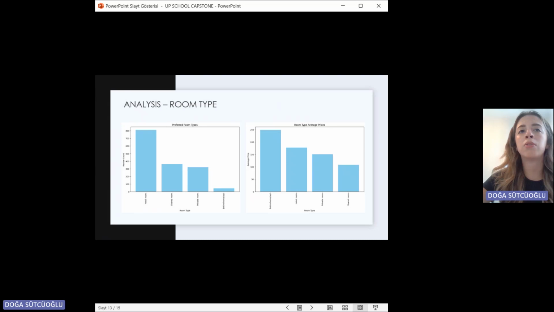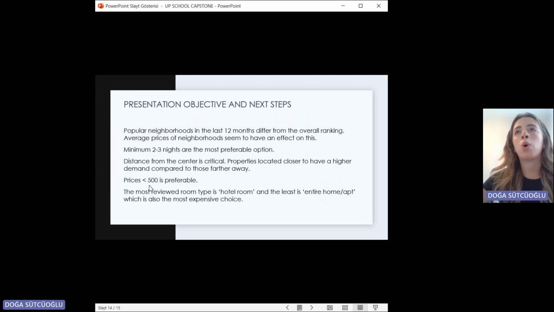For understanding the reason behind this, let's look at the average prices of these room types. We can see that the most expensive option is an entire home and apartment option, and the cheapest option is a shared room. So we understand from all these analyses that price is a very important factor for customers who will rent in the Amsterdam area. The effect of price on both neighborhood and room choices is undeniable.